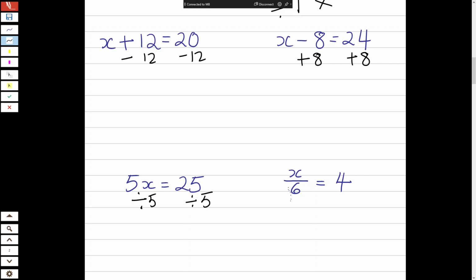Okay, and the last one, what should I do? Yep, times by 6. So remember, when we write a fraction, I know fractions can be an issue. This thing means x divided by 6. So whenever you see a fraction, division is happening. So to undo the division by 6, I want to multiply by 6.